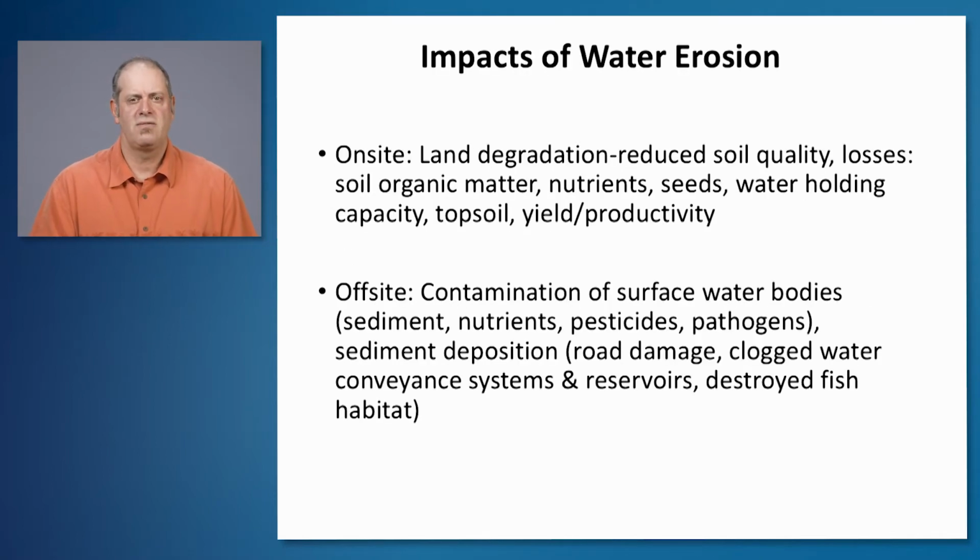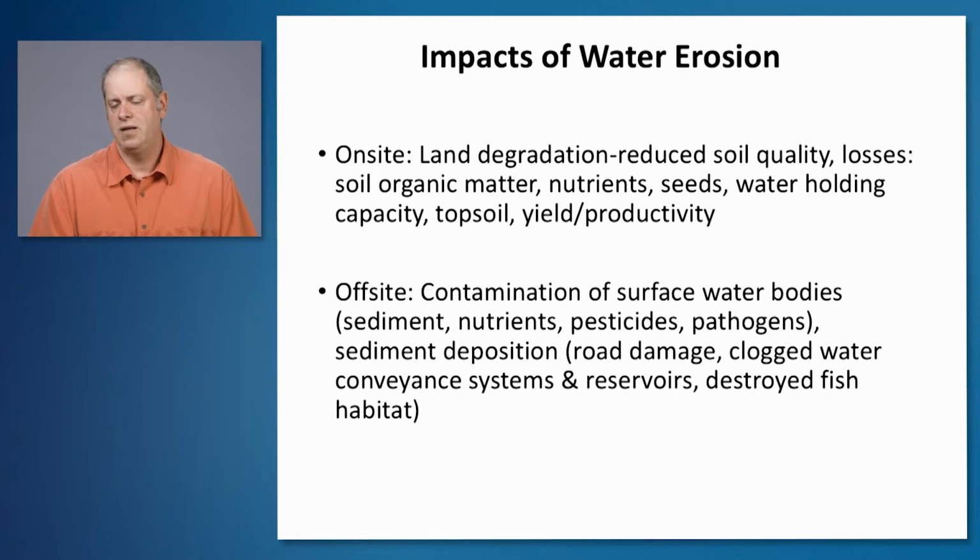So what are the impacts of water erosion? Well, there are off-site and on-site impacts. On-site are probably what we're most familiar with. Severe land degradation can occur with severe erosion. That will reduce the quality of the soil and its capacity to produce vegetation.